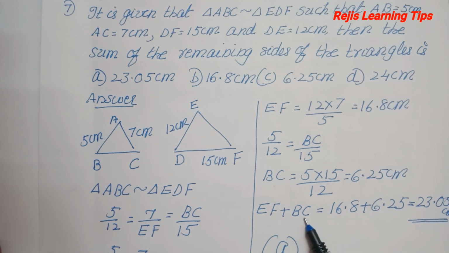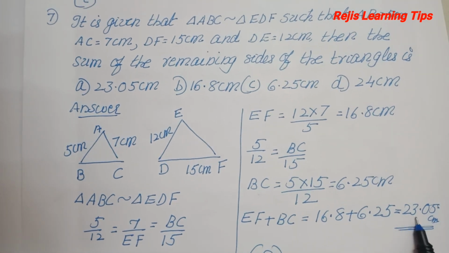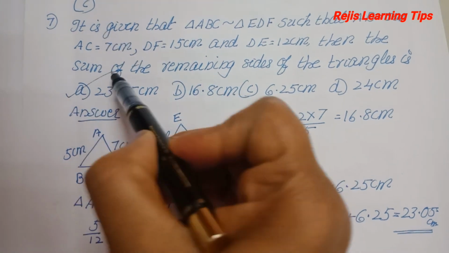Then EF plus BC, remaining sides of the triangle. The sum of the remaining sides of the triangle means EF plus BC is equal to 16.8 plus 6.25, that is equal to 23.05 centimeters. So our option is A.